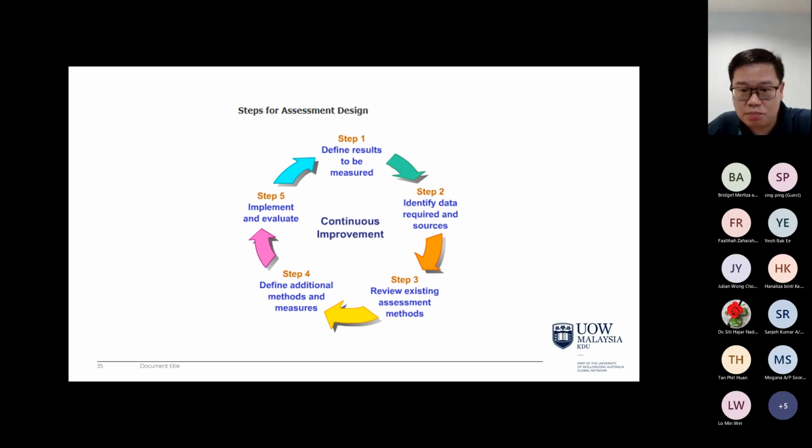Step three, review existing assessment methods. What are the existing assessment methods that are available? If you already had this course before, and the assessment method is that students need to do a 15-minute presentation, you are reviewing the existing method. Is it good? If it is good, maintain, don't change. If you see it is not good, step four, define additional methods and measures.